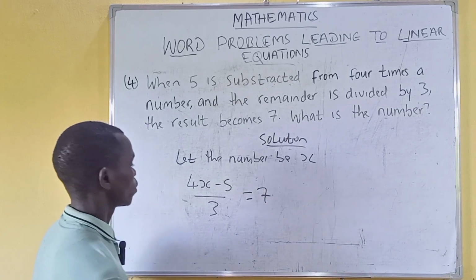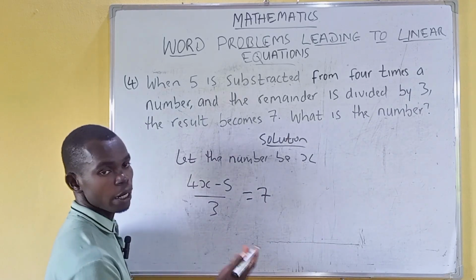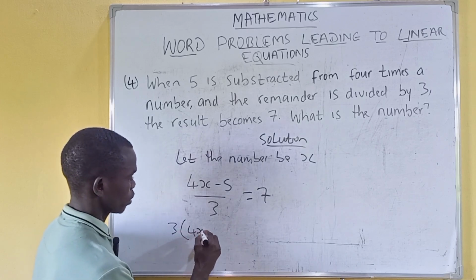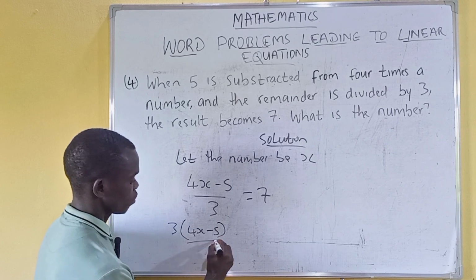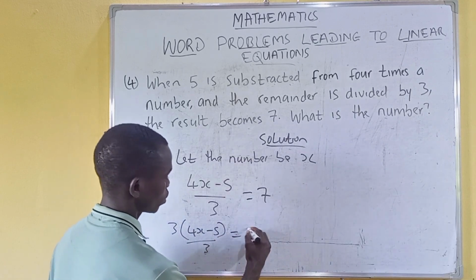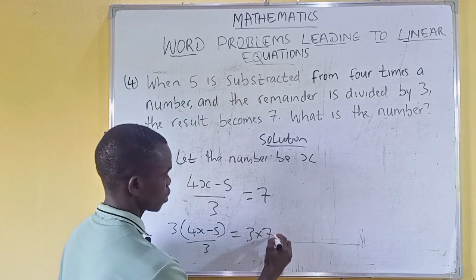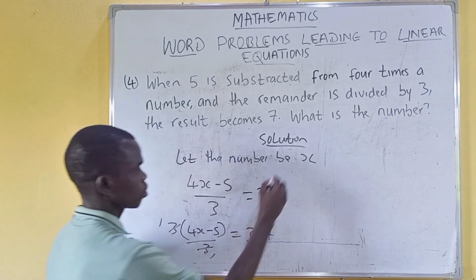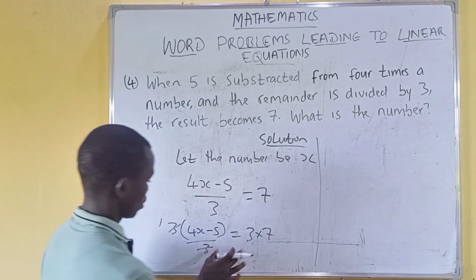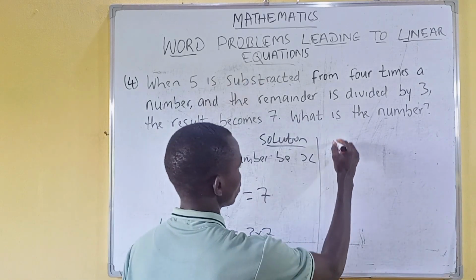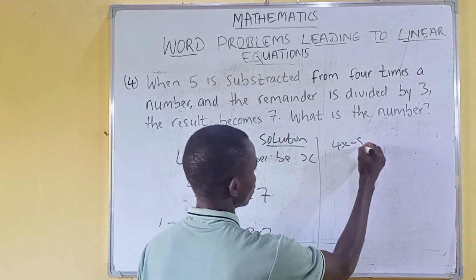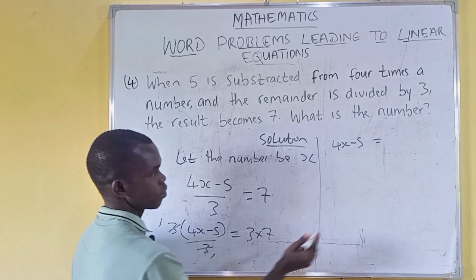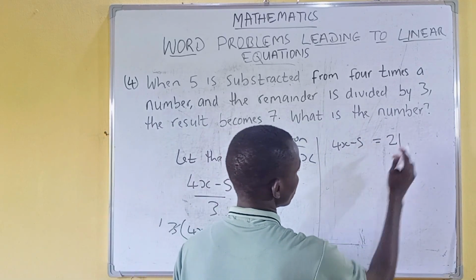From here, we can multiply through by 3. Now we have 3 times (4s minus 5) divided by 3 is equal to 3 times 7. 3 here we have 1, 3 here we have 1. So our equation will be 4s minus 5 equals 3 times 7, which is 21.